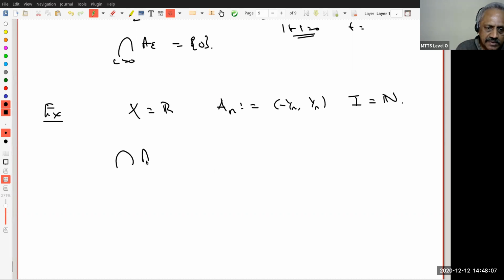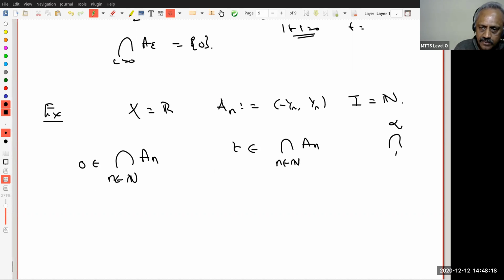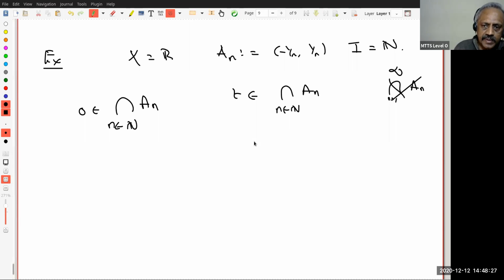Now I want to know what is the intersection of A_n. So again I know 0 belongs to that. Suppose t belongs to the intersection of A_n, n in N. Usually teachers will write 1 to infinity, but this is a much better way of writing. What does that mean? That means mod t is less than 1/n for all n, right? Now again you can see what I want to say. Now where are we? The X is the real numbers, natural numbers, and integers, and I'm looking for a real number t so that mod t is always less than 1/n.